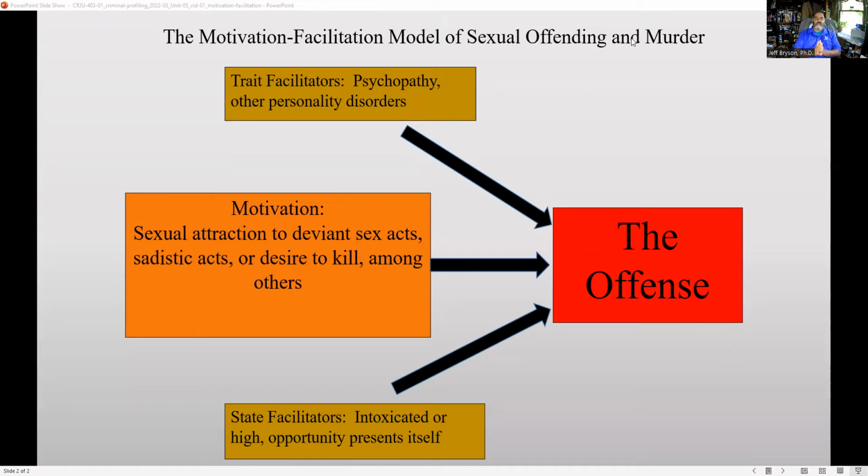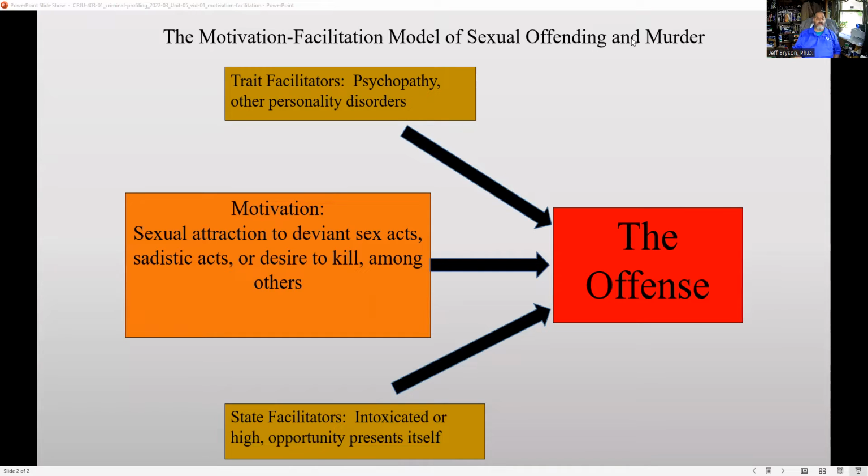But they are not the motive for committing the offense. Now, there are a lot of folks that will say that power and control is what sexual offending and murder are about. Well, it might be partially about that, but not totally. It wouldn't be a sexual offense if there wasn't some sexual attraction to the deviant act. Okay, if it's a sexual offense, sexual motivation will always be part, likely not all, but part of the motivation.